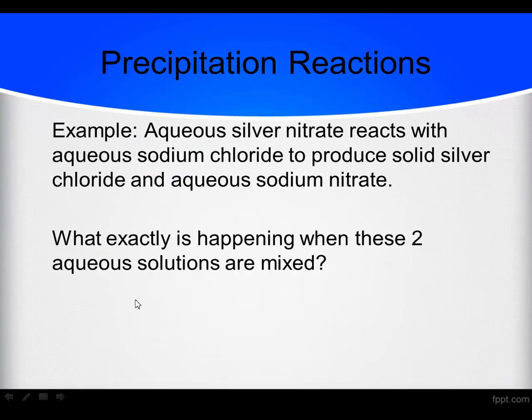So we're going to discuss what happens when we take silver nitrate aqueous and we add it to sodium chloride aqueous. We're going to take 2 solutions and put them together. This already predicts the products for us, right? It says we're making solid silver chloride and aqueous sodium nitrate. So one of those things is still a solution. The other one is a precipitate. It's a solid.